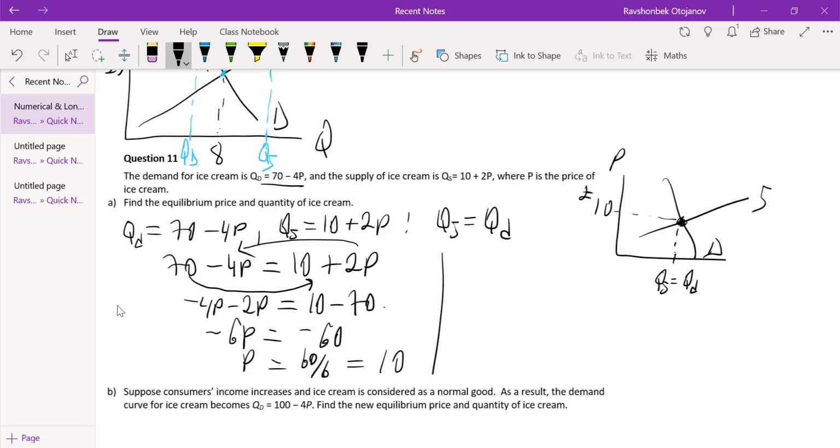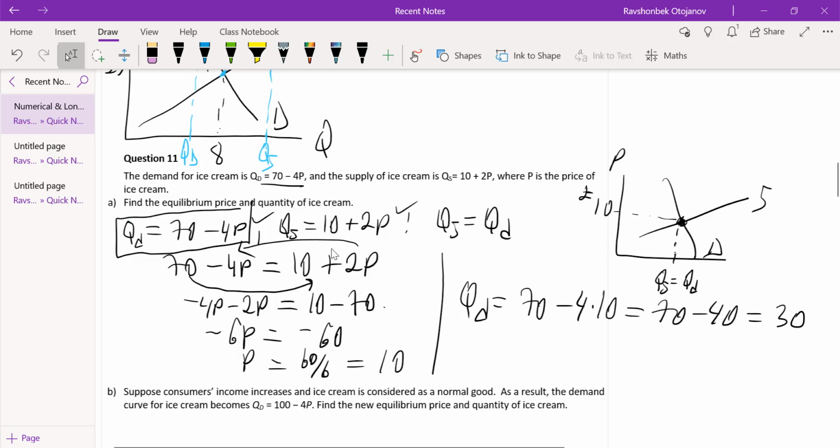So now we have the equilibrium price. We can use either the supply equation or the demand equation. It will give us the same answer because at that price, the quantity demanded is equal to the quantity supplied. I'm using this equation here, but I could also use this one if I wanted. So 4 times the price 10, that's 40, gives us 70 minus 40. That's 30. So that is the quantity supplied and quantity demanded.